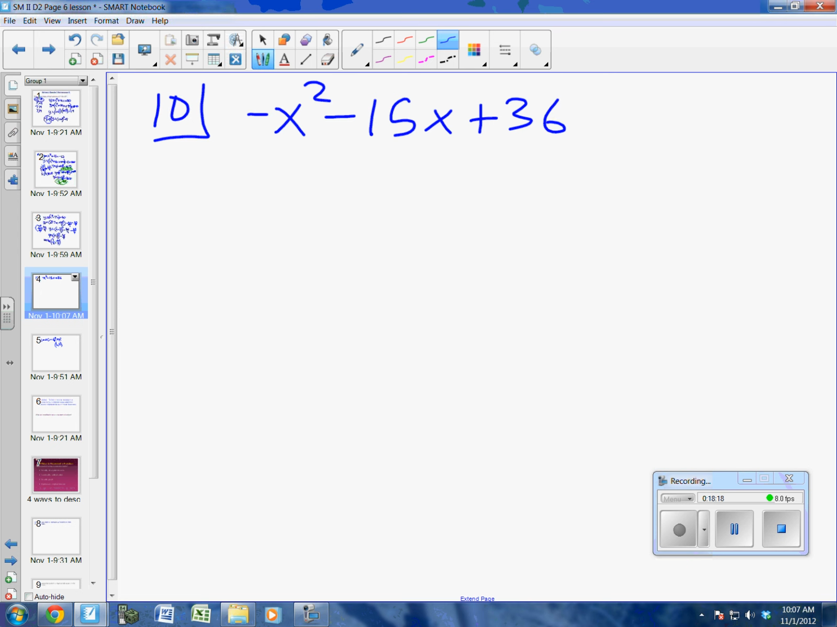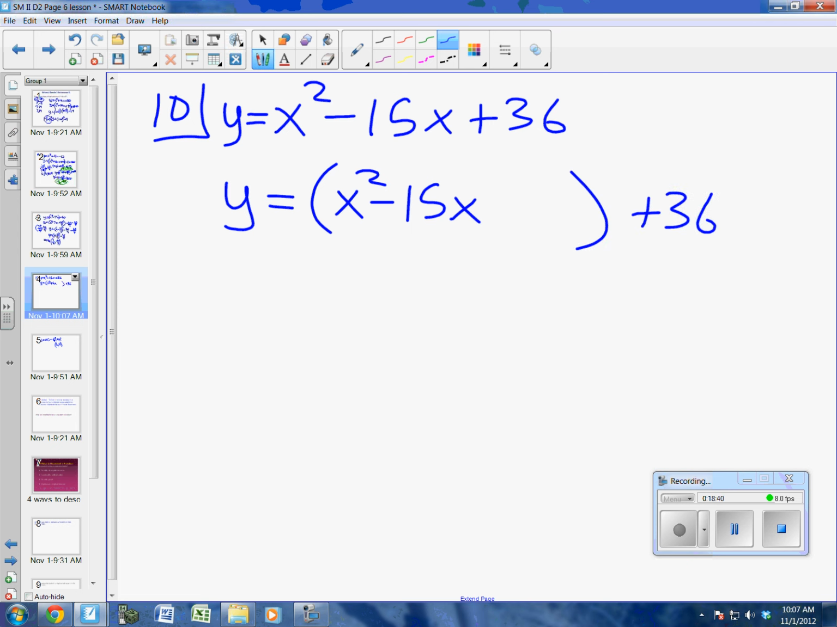Okay, I'm going to put the y equals on the front instead of the equals 0 on the back. Here's another one with an odd number in the middle, right? So, once again, I'll do this one as a decimal. X squared minus 15x, I leave a space, plus the 36. I've got to figure out what goes in that space.